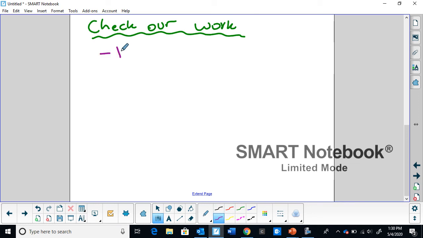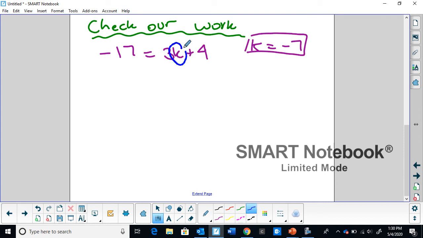So if I rewrite this equation that we just did, negative 17 equals 3K plus 4, we just found that K is equal to negative 7. Okay, so let's check to make sure, is that going to work? What happens is that we need to put a negative 7 in place of K. So we're going to rewrite this equation. Negative 17 equals 3 times, and what was K? Oh, it was negative 7. Don't forget that negative. Don't get it confused. Plus 4. Okay, now let's solve through.